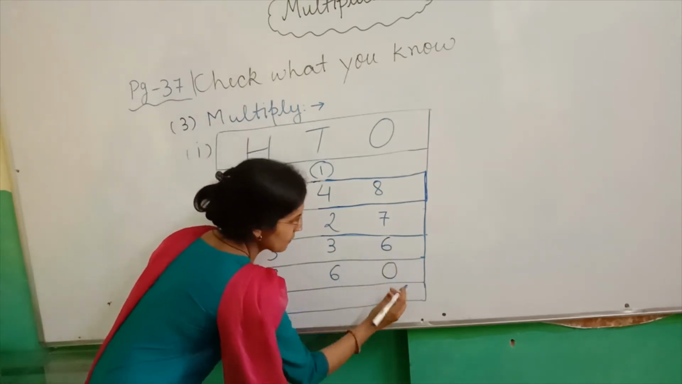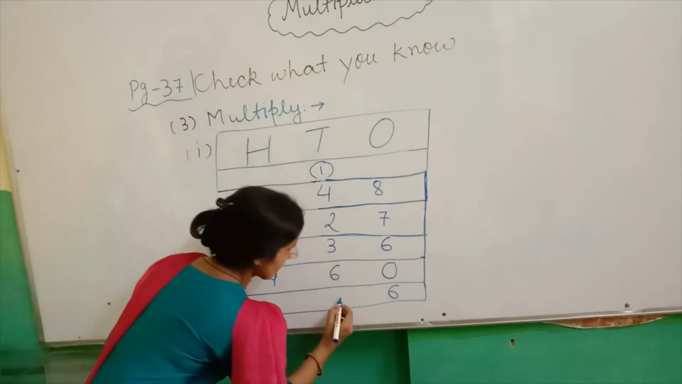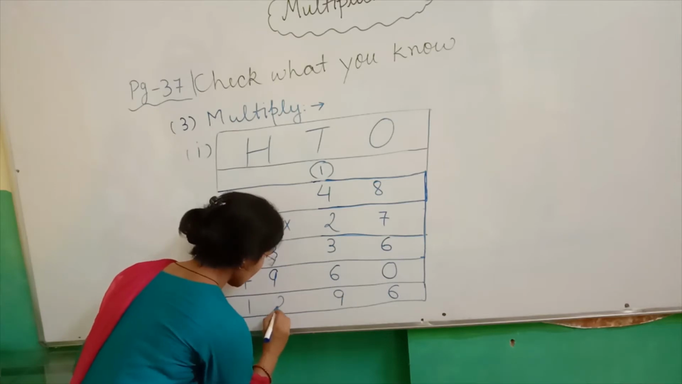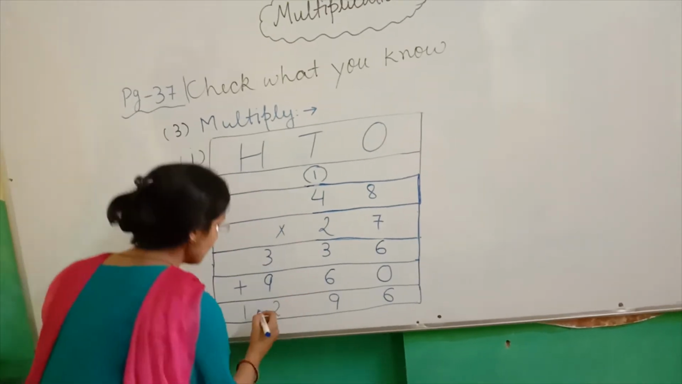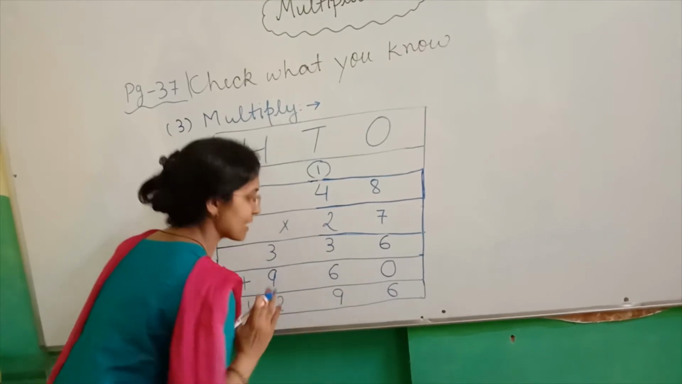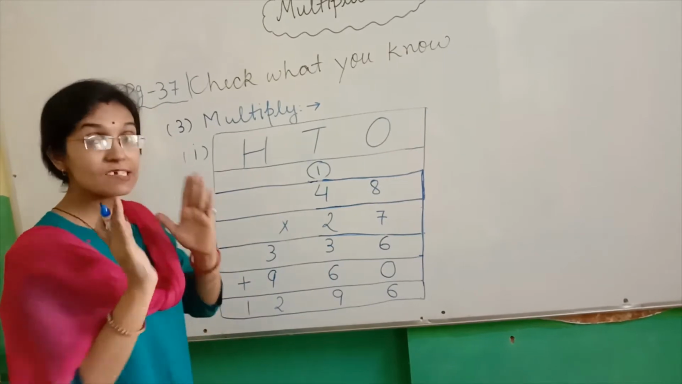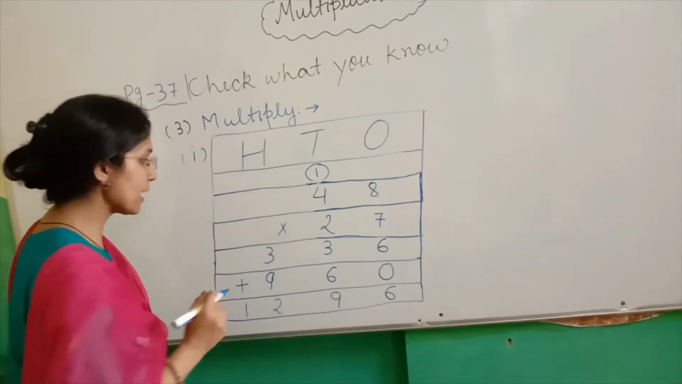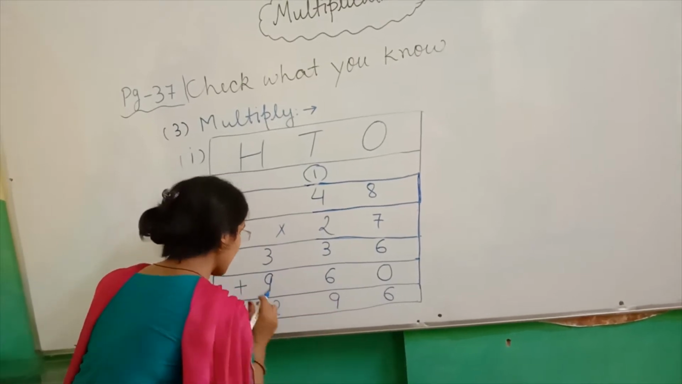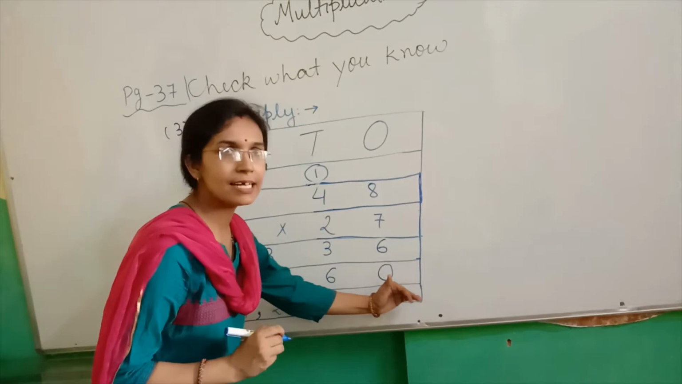6 plus 0 is 6. 6 plus 3 is 9. And 9 plus 3 is 12. Now after doing this, please draw a line to make your work look nice, and make sure everything is according to your place value. Please pay attention to this. And we'll put a comma also over here: ones, tens, hundreds, we'll put a comma to read the number in a simple way.